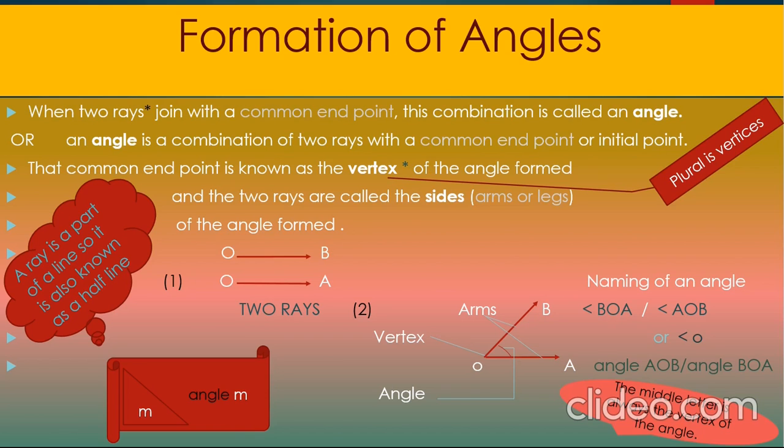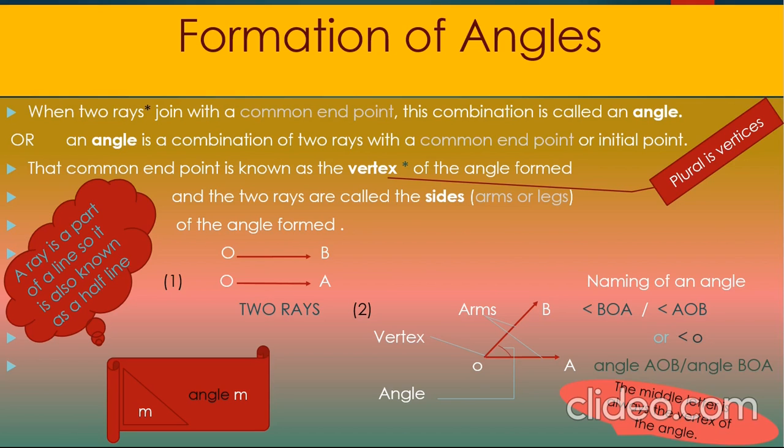point. That common endpoint is called vertex of the angle that is formed. Plural of vertex is vertices. And the two rays are called the sides or arms or legs of the angle formed. So here we have taken one example with two rays OB and OA.